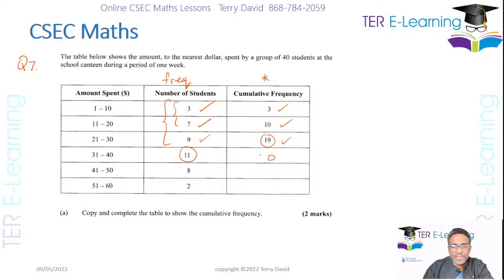So that's going to give me 30. Then to get the next cumulative frequency, I take this 30 and add 8 to it, so this is going to be 38. Then to get this one, I take the 38 and add this 2, so you're going to get 40. So that represents my cumulative frequency table.